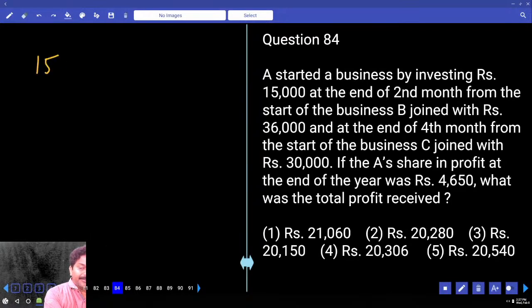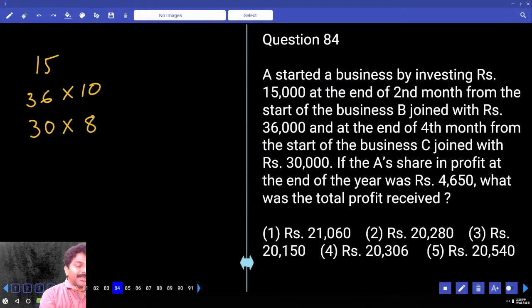Investments. A invested 15, B invested 36, C invested 30. B joined after 2 months, will be there for 10 months. C joined after 4 months, he will be there for 8 months. A is there for the total time. Yes.